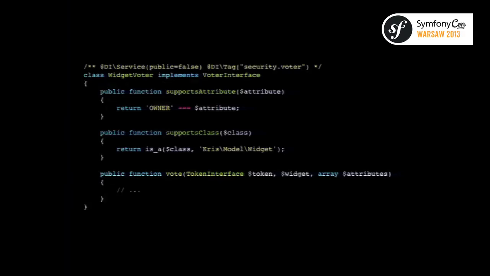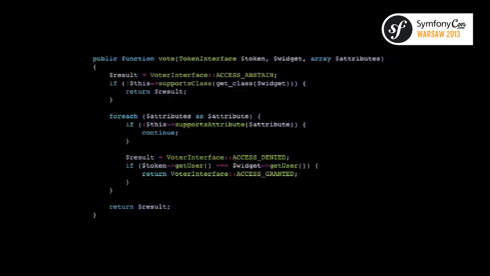So this is an example of a voter. Say we have a widget and we want to implement that owner attribute on the widget. This is some boilerplate implementation of the voter interface. And then inside it would look like this. The important part being that if statement toward the bottom. If the token user is the widget user, then access is granted, right? It's that simple. You don't need to add an entry to your ACL every time a user creates a widget. You can implement it using logic.